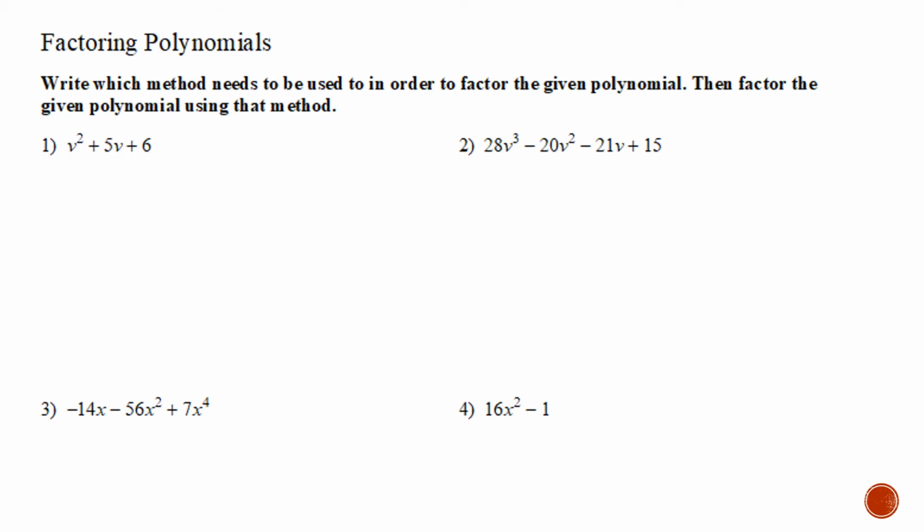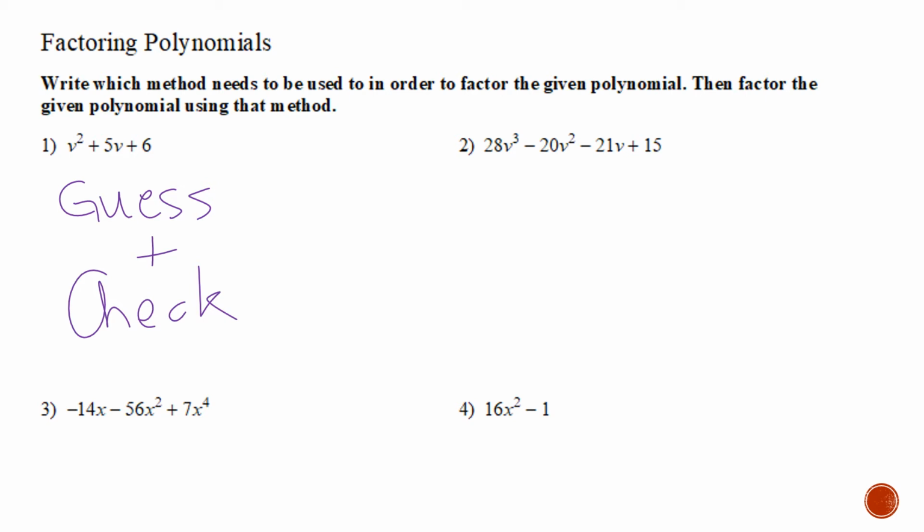So on number 1 here, again, looking for that GCF first. They do not all have v's, and the lowest number there is a 1 out front, so the only factor is 1. And so that's not going to change the problem if I factor out that 1. So this is not GCF, and if there were 3 terms, remember that was guess and check. So this one is guess and check.